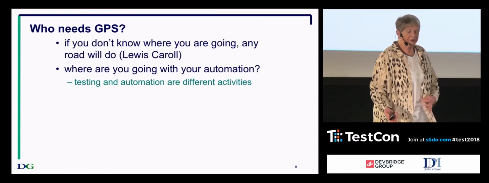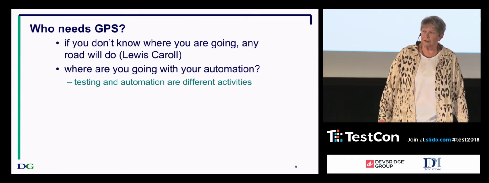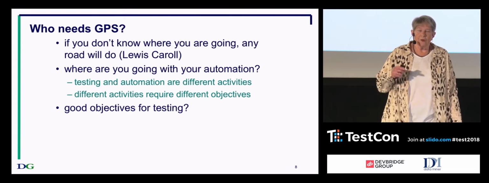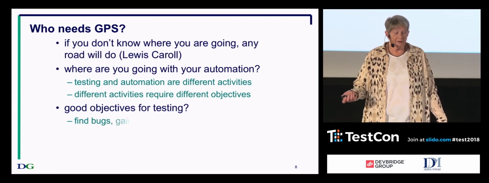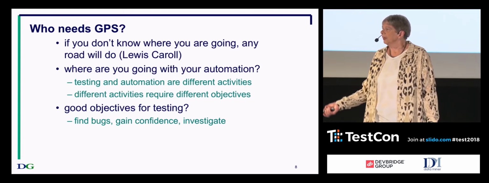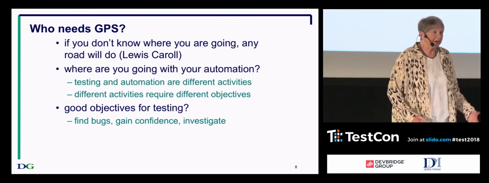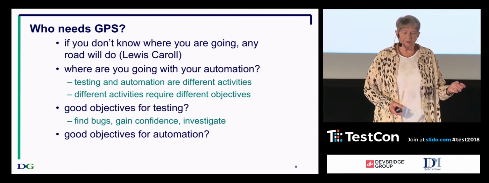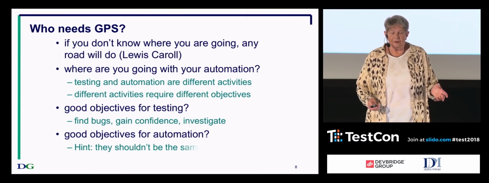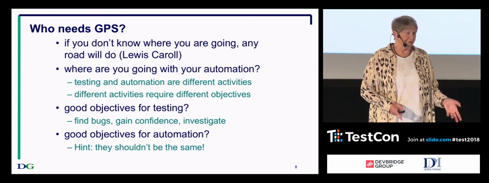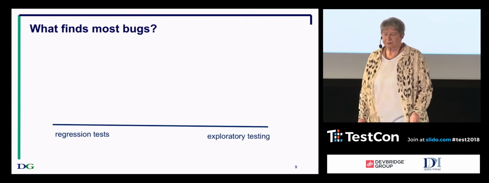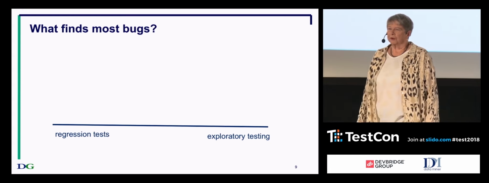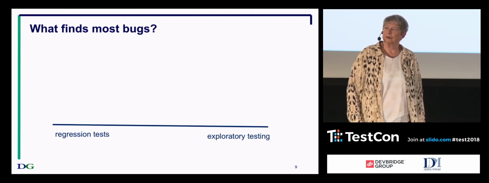So testing and automation are different activities, and they need different goals. So what are good objectives for testing? Things like finding bugs, gaining confidence, or investigating things. Those are not the goals for automation, because automation is different. They are different. They are not the same. What type of testing finds the most bugs between regression testing and exploratory testing?